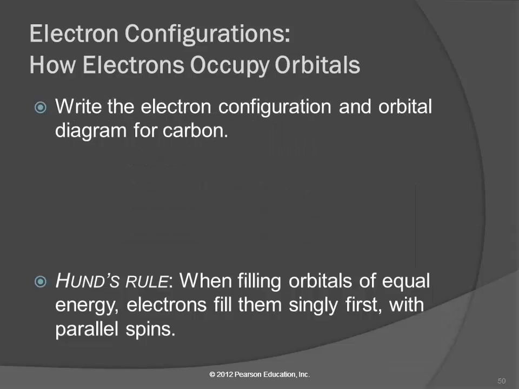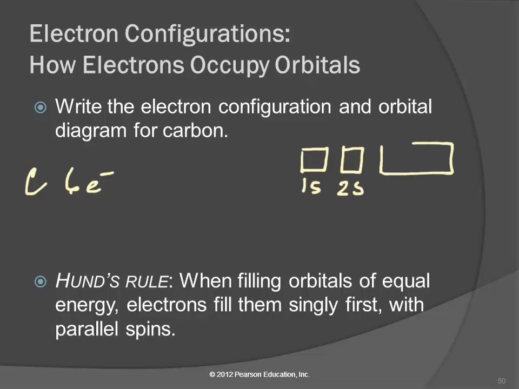Let's do the electron configuration and the orbital diagram for carbon. So carbon, how many electrons does carbon have? 6. 6 electrons. Let's do the orbital diagram first. So the lowest room is the 1s, and then next is the 2s. And in orbital diagrams, what we do for the p is we put 3 boxes together. That's the p.